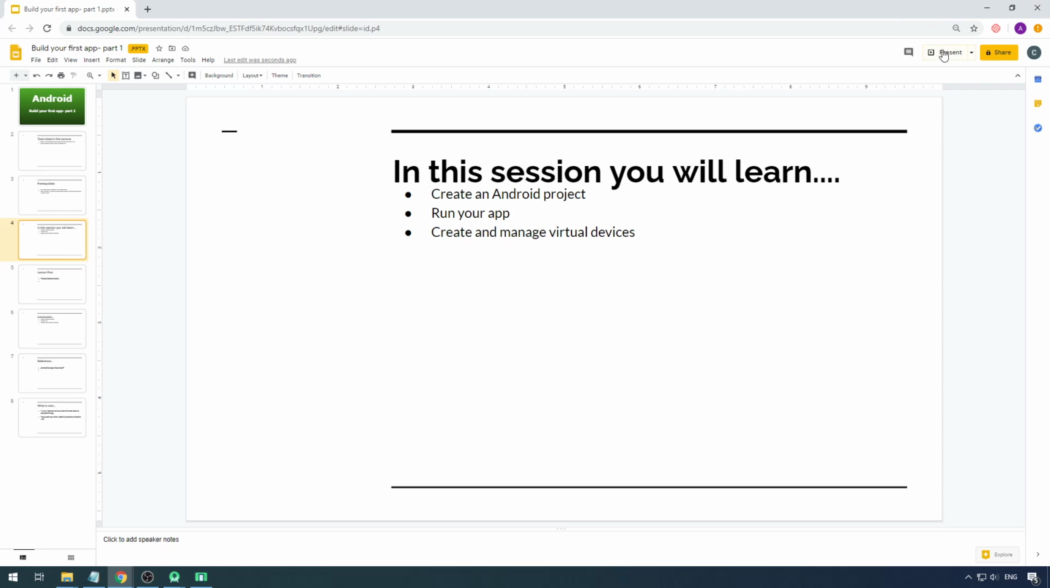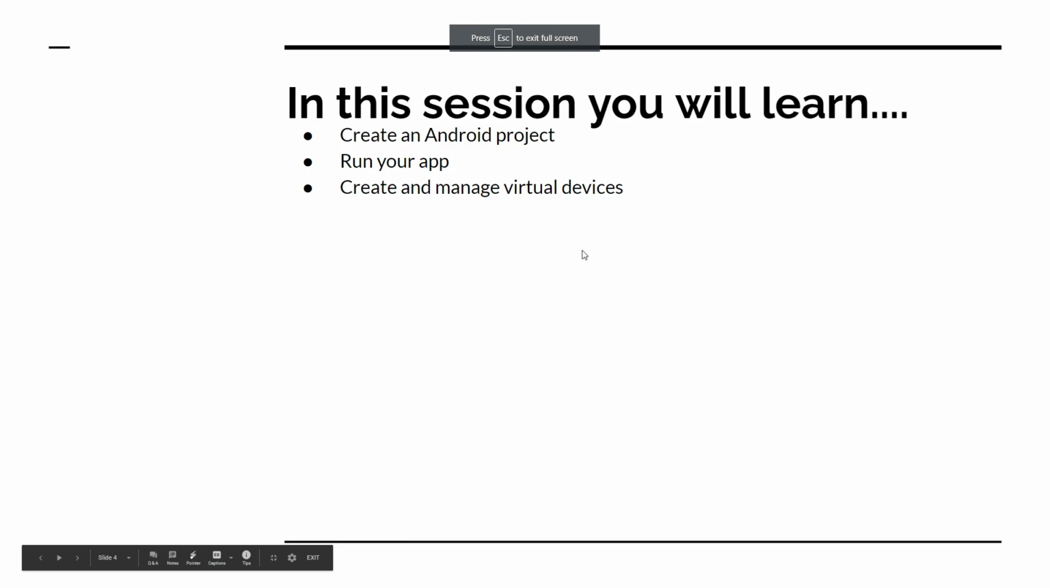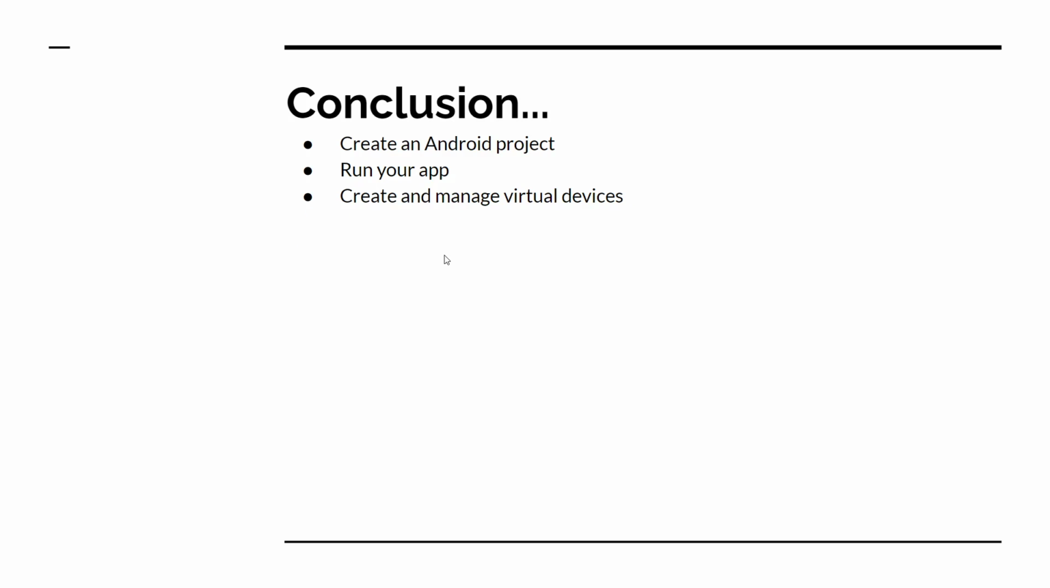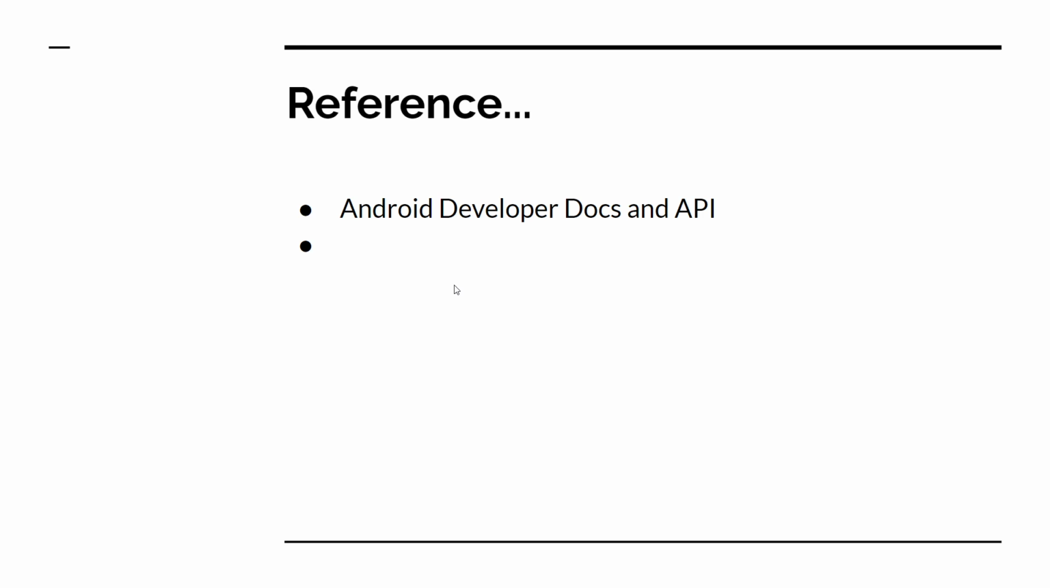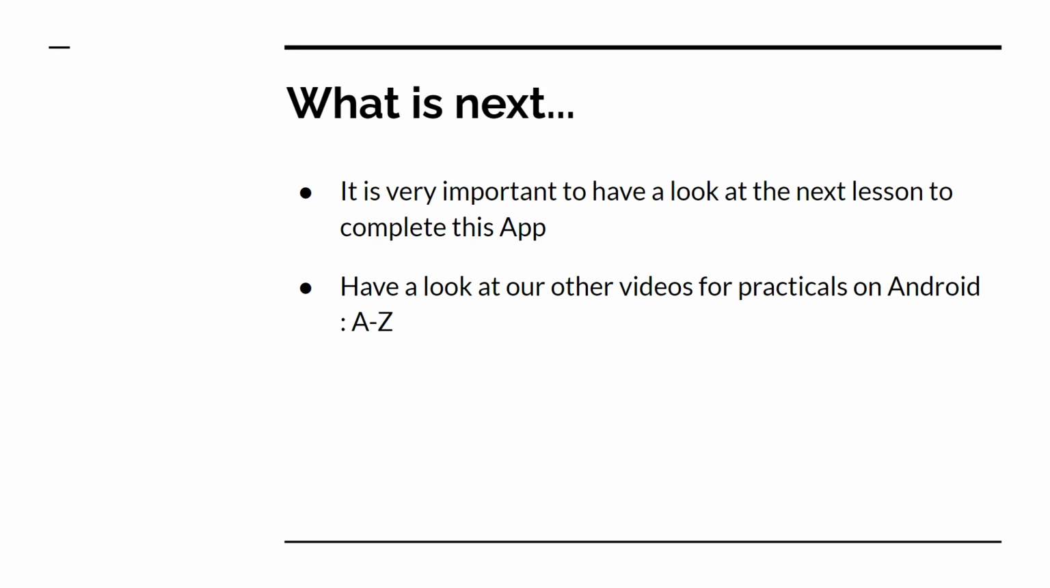So let's go and have a look at the slides now. We covered up to this point. We created a virtual device and we managed to run the app. So we did the practical demonstration, and the conclusion is we did up to that level. References, we used Android developer docs and API. What's next? It's very important to have a look at the next lesson to complete this app. Also have a look at the other video practicals on Android A to Z.